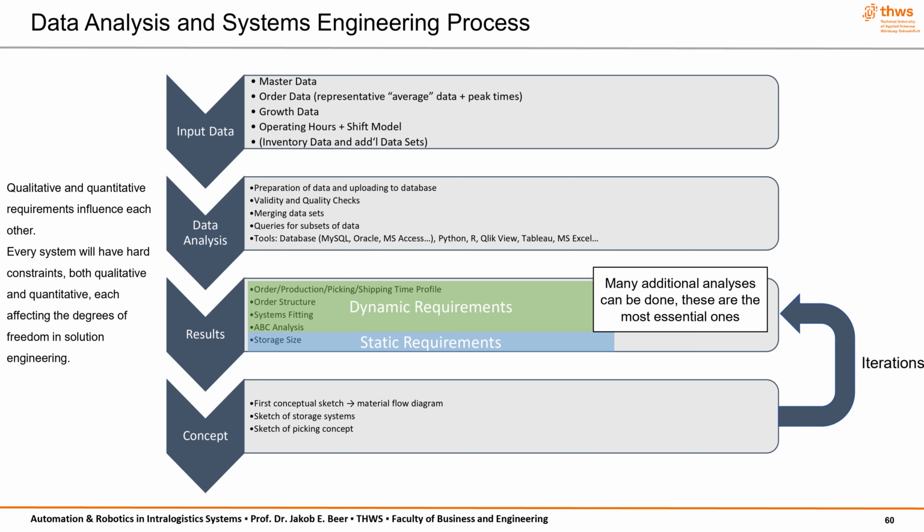High data quality at this stage is non-negotiable. Errors in master data can propagate through the entire analysis chain. For instance, inaccuracies in item dimensions directly affect storage calculations and throughput modeling.